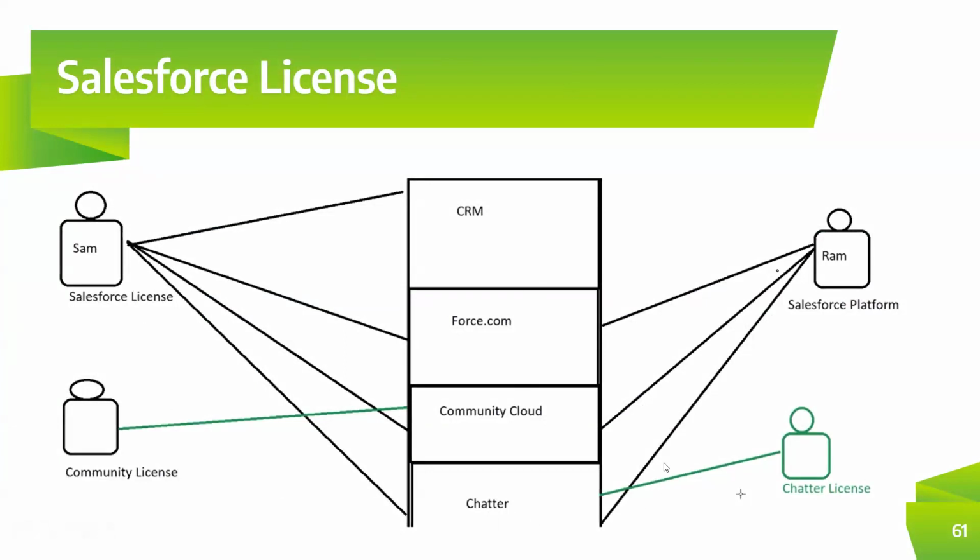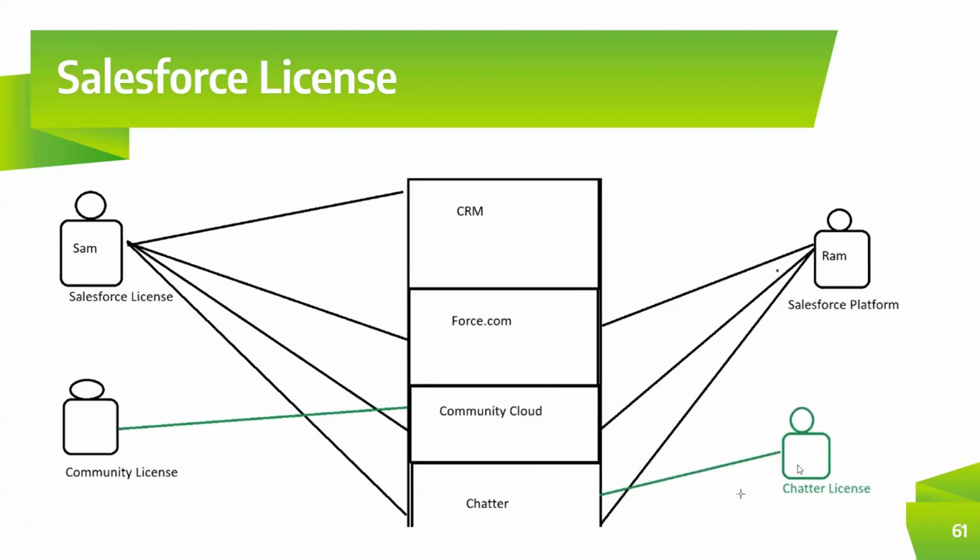But here, there are different users. Here we have Sam, then we have Chitti, then we have Ram, and then we have ME. Sam has a Salesforce license, so he can access CRM, Force.com platform, Community Cloud, Chatter Cloud, everything. Whereas Chitti has only a Community license, so he can connect only with Community Cloud. Ram has a Salesforce Platform license, so other than CRM, he can connect with Force.com, Community Cloud, and Chatter Cloud.